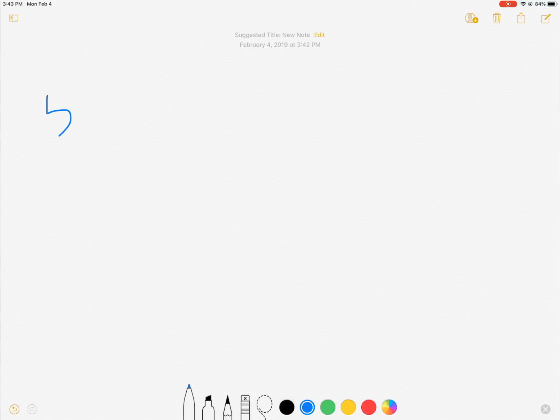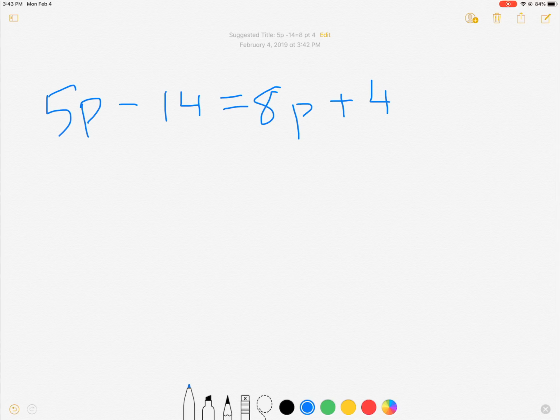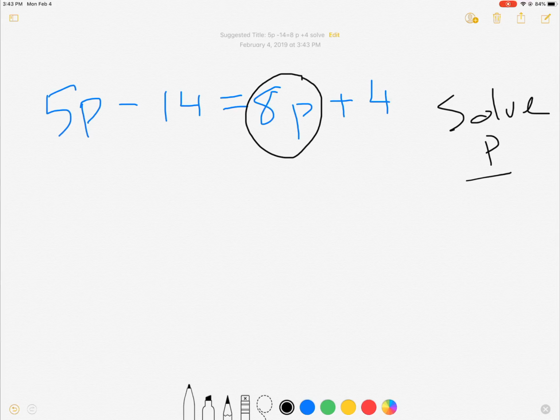Okay, so we have 5p minus 14. That's going to be equal to 8p plus 4. Okay, so let me write this again. We're going to solve for p. All right, since I like the number 8 because I don't want negative p, I'm going to pick the right side. First thing, I'm going to start by doing additive inverse. I'm going to subtract 5p on both sides, right here. Okay, all right, so that's gone.